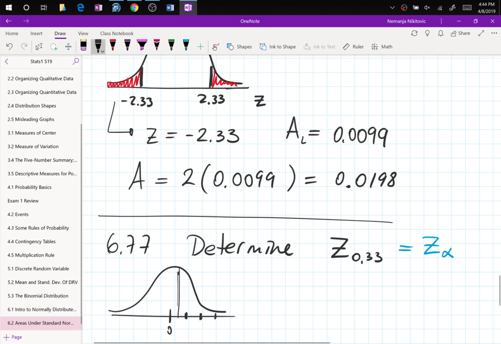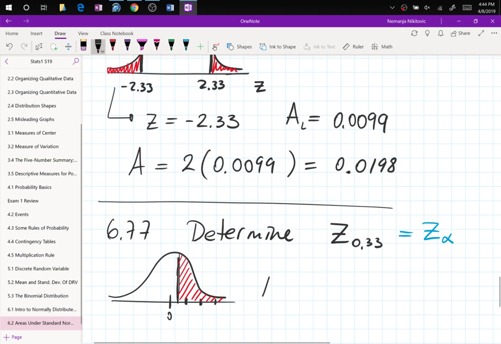0.33 is about there. And they are looking for area to the right because the notation was the one that told us there is alpha involved, right? So the area we're looking for is alpha. Area to the right. So alpha is 1 minus the area to the left. So 1 minus, and now we go to 0.33.